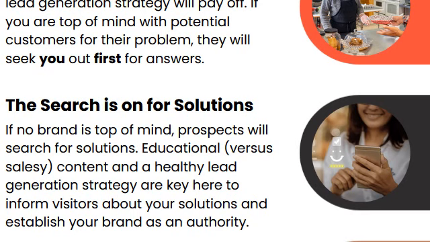So educational material, not salesy material, as well as lead generation. Those are going to be the keys to inform your visitors about your solutions. And when you have this educational content, it also positions you as an authority. An authority is just someone who knows what they're doing. So you're someone who has solutions for me, even if they're just temporary, and you seem like you know what you're doing. So that's going to help me to make a decision on whether I want to call you.